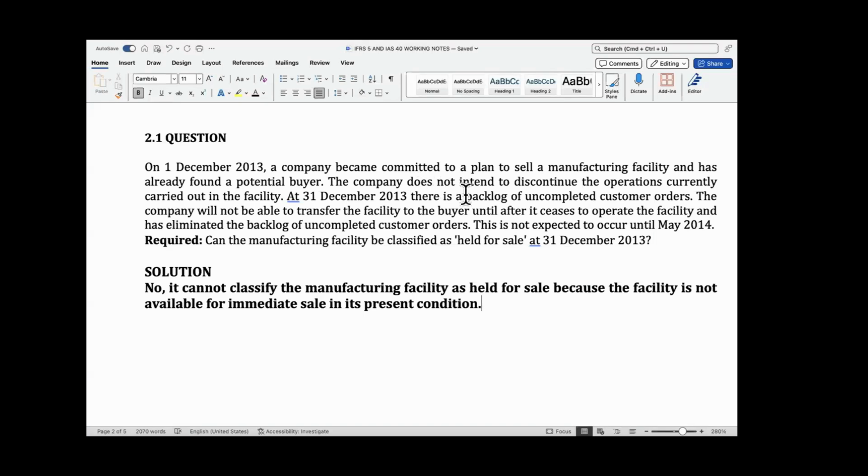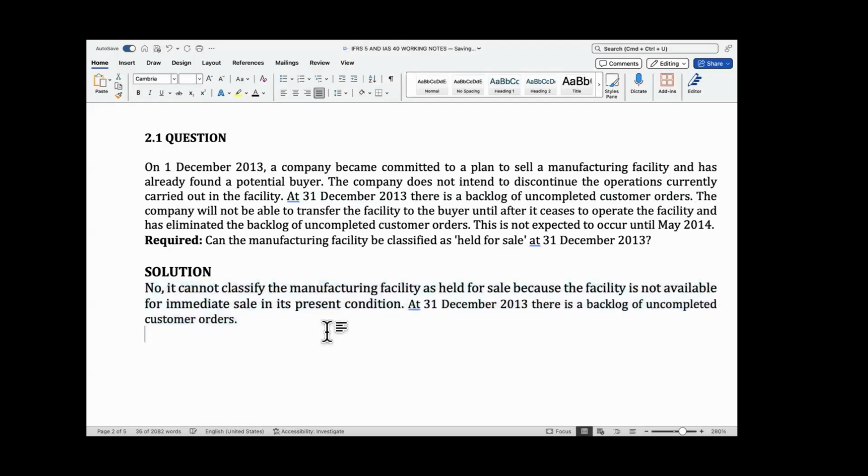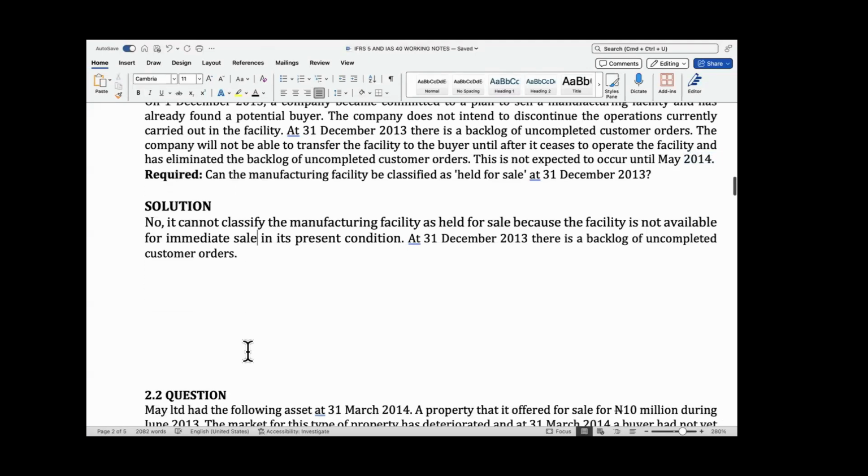Because as at December, there's still a backlog of uncompleted customer orders. Let me write it there for the examiner to see. They said they cannot transfer the facility to the buyer until they have eliminated these orders, and this will not happen until May. So it cannot be classified. It is not available for immediate sale.